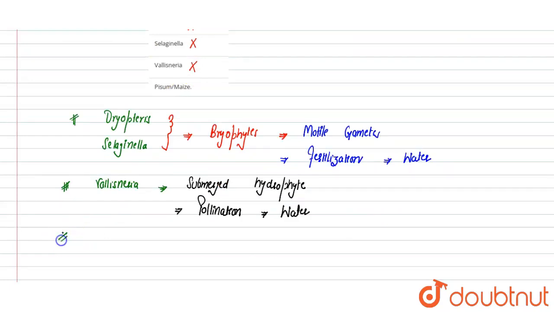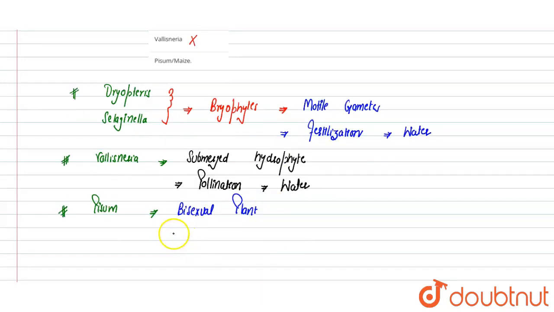Next is Pisum or maize. Firstly we will see Pisum, and then maize. Pisum sativum, or pea plant, is a bisexual plant. It means male and female flowers are present on the same plant, so self-pollination occurs. Any kind of pollinating agent or water is not required. So fertilization doesn't need water in the case of Pisum.